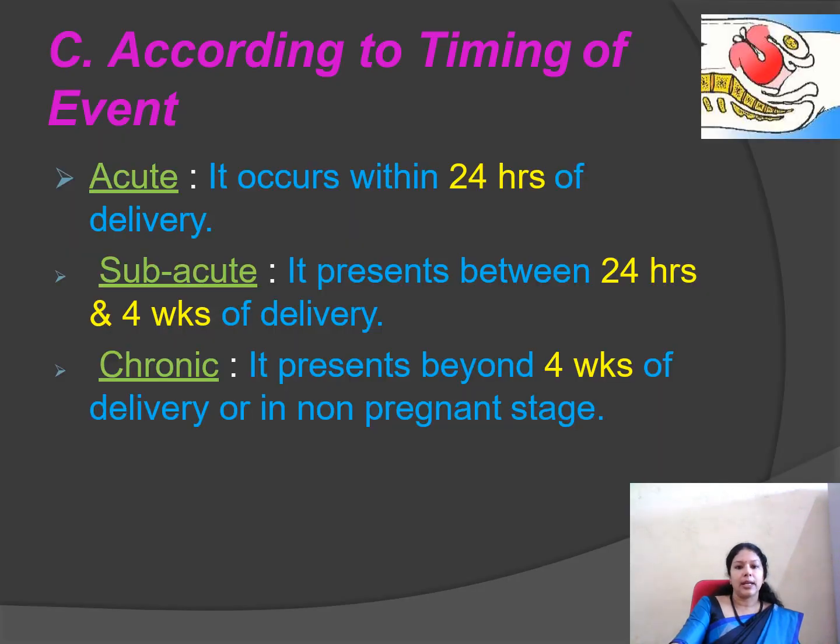And according to the timing or event when it is occurring, it can be classified into acute, subacute and chronic. In the case of acute, it occurs within 24 hours of delivery, and in the case of subacute, it occurs within 24 hours to 4 weeks of delivery, and in chronic, it occurs after 4 weeks of delivery, or sometimes it may occur even in the non-pregnant stage also. That is known as chronic.